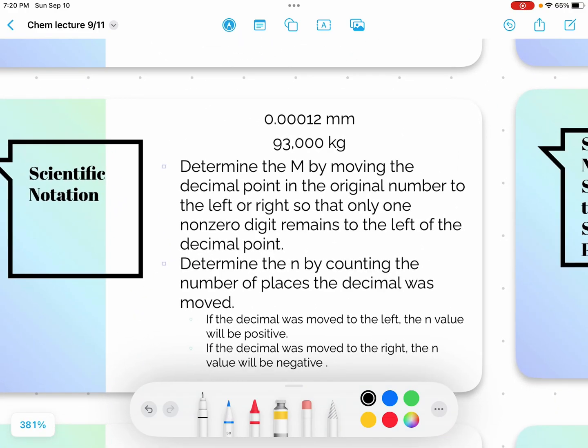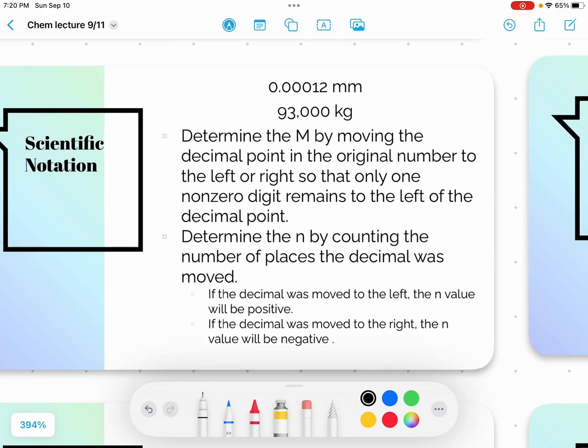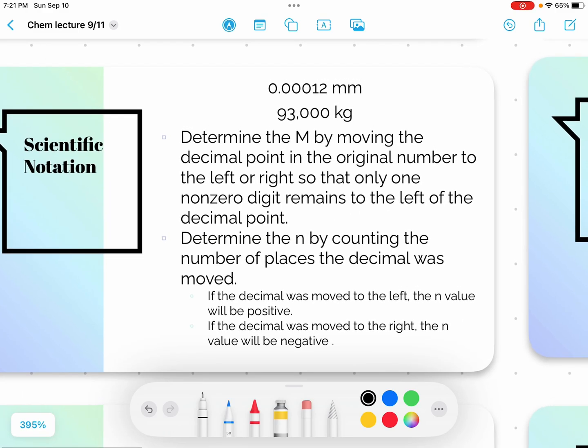To determine the m, move the decimal point of the original number to the left or right so that only one non-zero digit remains to the left of the decimal point. So we really only want one digit in front of the decimal. Determine the n by counting the number of places the decimal was moved. If the decimal was moved to the left, the n value will be positive. If the decimal point was moved to the right, then the n value will be negative.